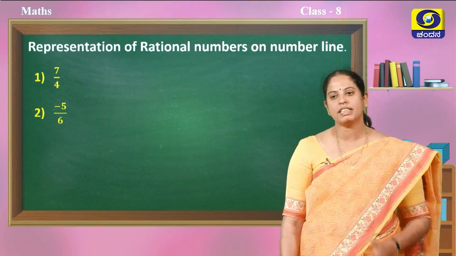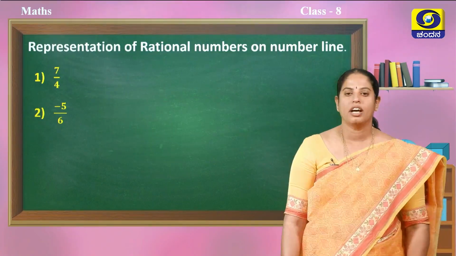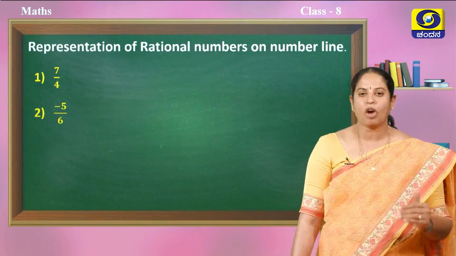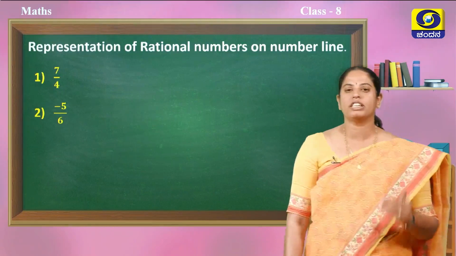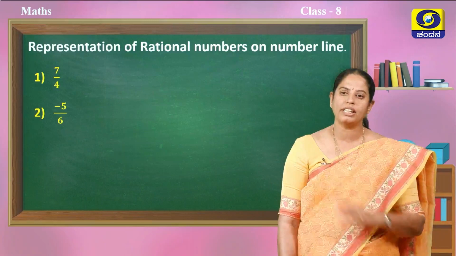Minus 5 by 6 is a negative number, it will be in the negative direction after 0. Since it is a proper fraction, it is less than 1, its place will be between 0 and minus 1. This is the clue I can give you.